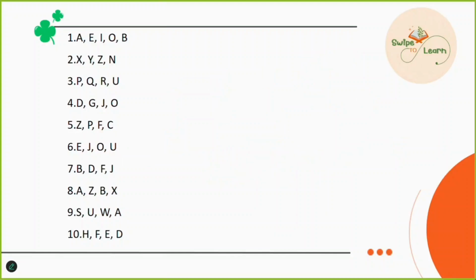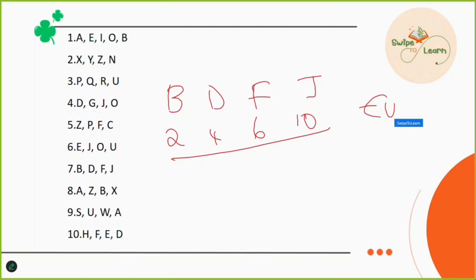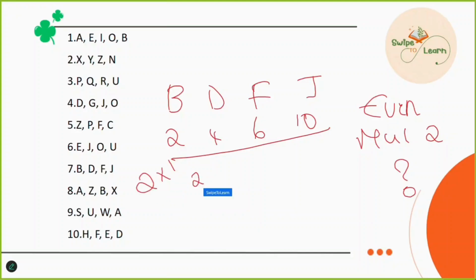Next, B, D, F, and J. B is 2, D is 4, F is 6, and J is 10. So all these are even numbers. Everything is an even number and everything is a multiple of 2. Then what is the difference? See, 2 is 2 into 1 and 4 is 2 into 2.